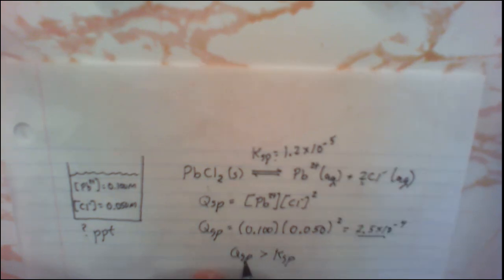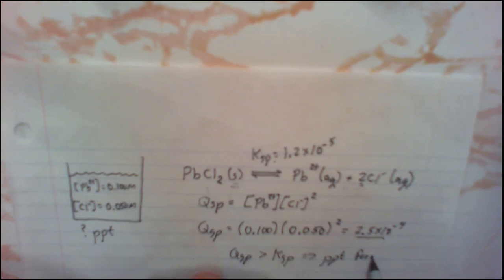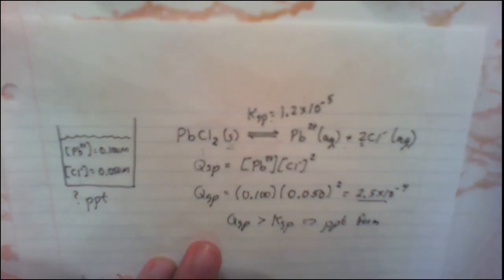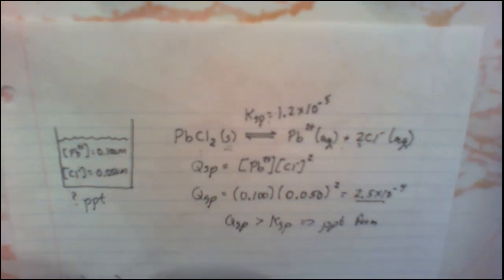Because QSP is greater than KSP, that means the equilibrium shifts to the left, which means we do expect a precipitate to form under those conditions. So when you're given the concentrations of the ions in solution, we can directly plug those numbers into our QSP expression, and then compare that to KSP to decide whether or not a precipitate is going to form under those conditions.